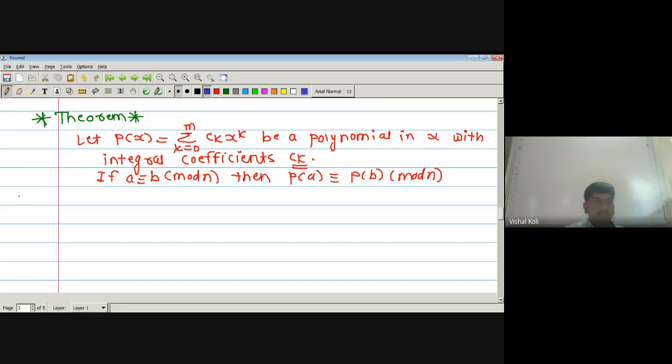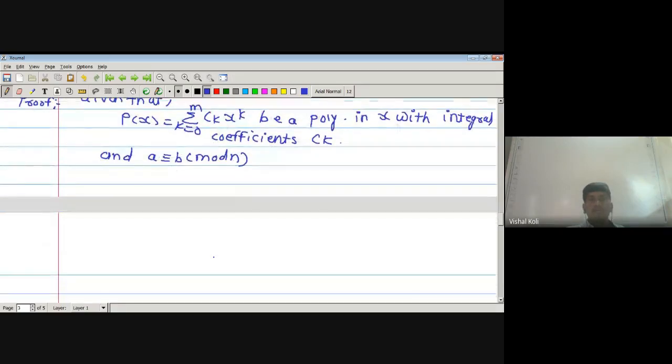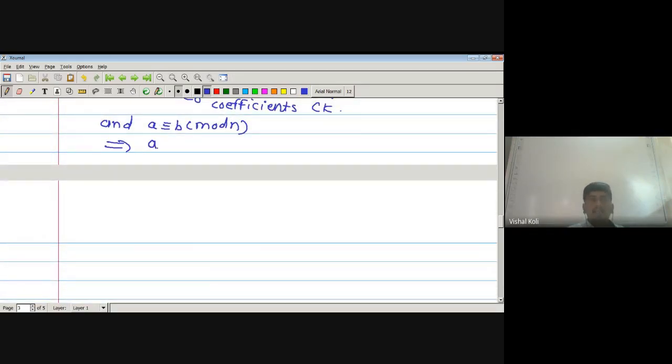Let us see its proof. Given that p of x equal to summation k running from 0 to m ck x to the power k be a polynomial in variable x with integral coefficients ck, and also given that a is congruent to b modulo n, and we know the property, if a is congruent to b modulo n, then a to the power k must be congruent to b to the power k modulo n, which implies a to the power k is congruent to b to the power k modulo n for each k running from 0, 1, 2 and so on.